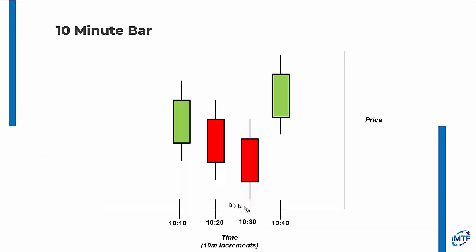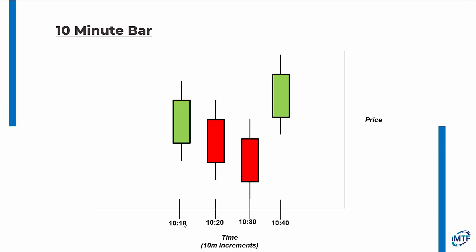Here's what a chart looks like. Well, what I've drawn up to look like a chart. On the x-axis, you have the time. On the y-axis, you have price. This is a 10-minute time frame, so each bar represents 10 minutes worth of information. So you can see here, this is 10:10.